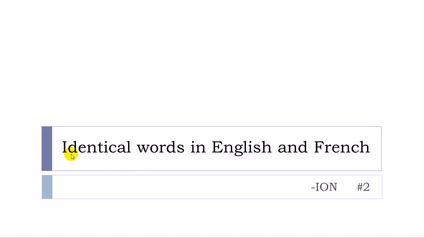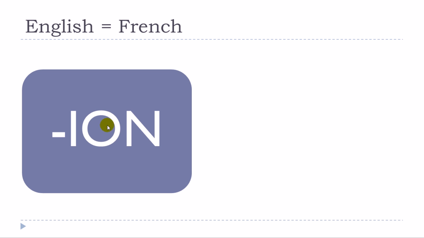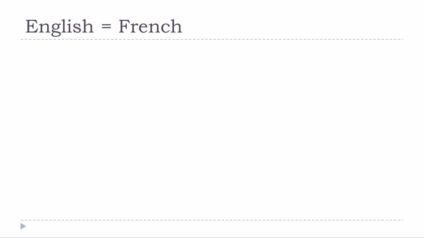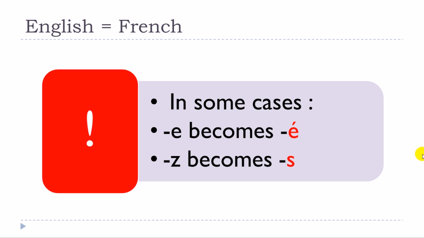Altercation. These are identical words in English and in French, okay? And in this video, we'll cover the -ION endings. So we're talking about words with these endings, okay? But keep in mind that not all the -ION words in English will be the same in French, okay? So the first thing to remember is that if it exists in French, then it will be the same, and normally the meaning will be the same. Keep in mind as well that in some cases we'll have some differences in the writing, okay? So C could become S, and then Z could become S, okay?